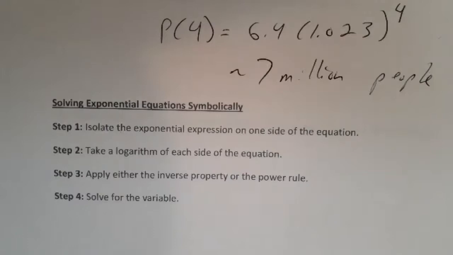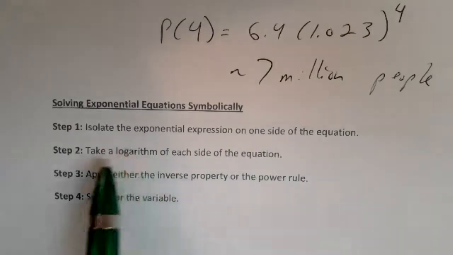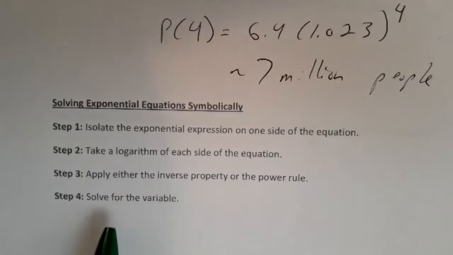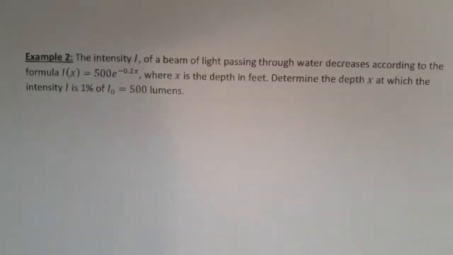I isolate the exponential expression on one side. We're getting it by itself. Once you have an exponential by itself, you take the inverse, which is the log. That gets rid of your exponential. And then, what does it say? Apply either the inverse property or the power rule. Okay. So pretty much everything after that is just solving for a variable like we're kind of used to, hopefully.